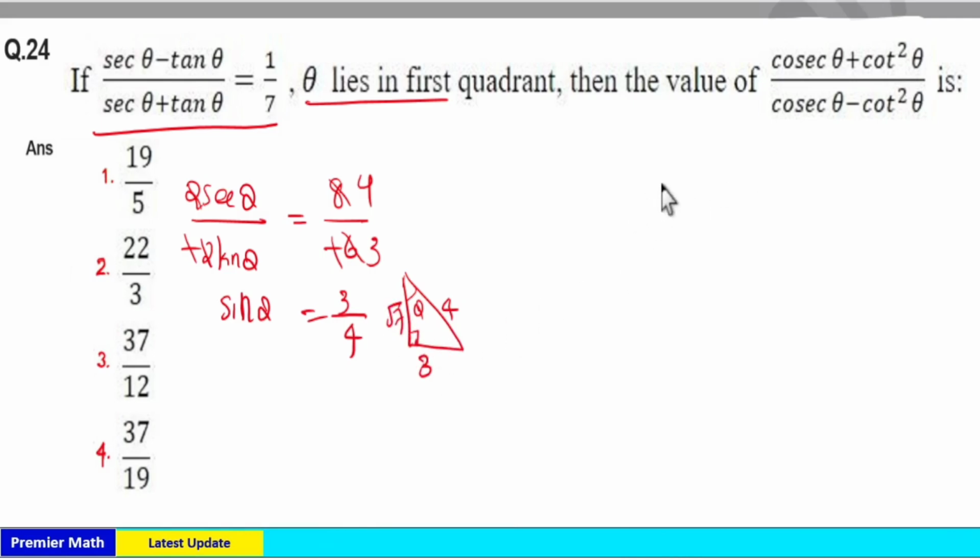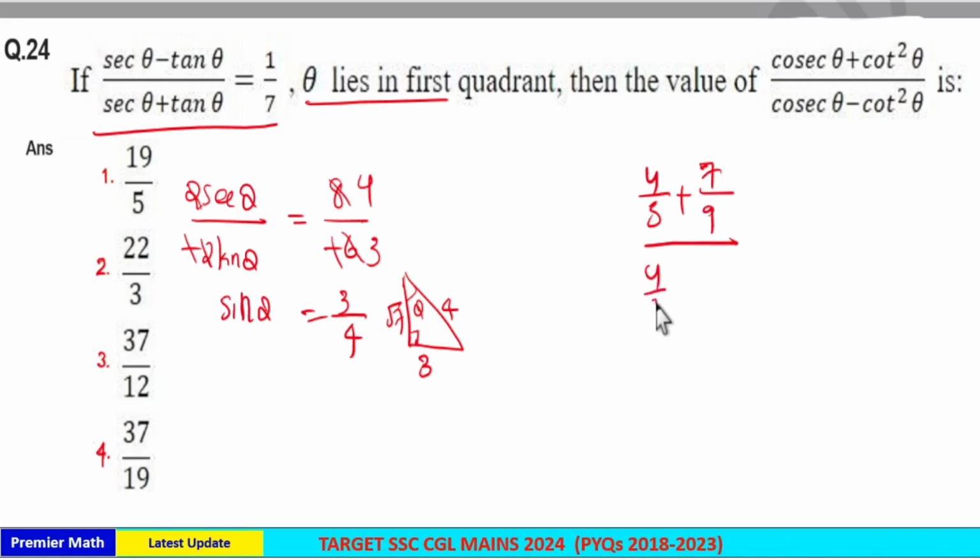Now from this one become cosec theta means reverse of sin theta, which is 4 by 3, and cot square theta. So take tan theta from it. Tan theta is 3 by root 7 means cot theta is root 7 by 3. So cot square theta is root 7 square is 7 and 3 square is 9, divided by 4 by 3 minus 7 by 9.